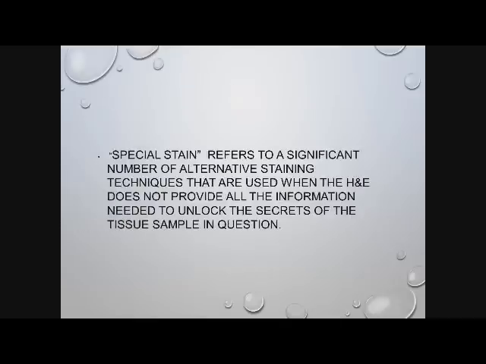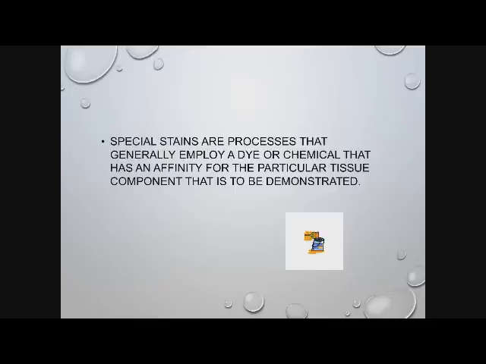A special stain is a group, a significant number of alternative staining techniques that are used when the H&E does not provide all the information needed to unlock the secrets of the tissue sample. Now, we all know that about 95% of all diagnoses are made from an H&E, but when you just can't do that, then you have to resort to other methodologies. So these special stains that we're referring to actually use dyes and chemicals that have affinities for particular components that are to be distributed or demonstrated.